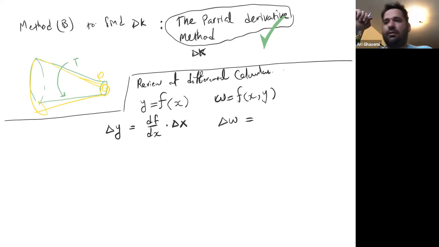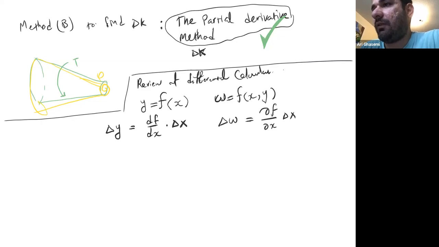Well, if you need to review, it probably won't take more than 2 hours to go to your calculus book, go to that page on differentials, and you will find out that delta w in this case is the partial derivative of f with respect to x times delta x plus the partial derivative of f with respect to y times delta y.